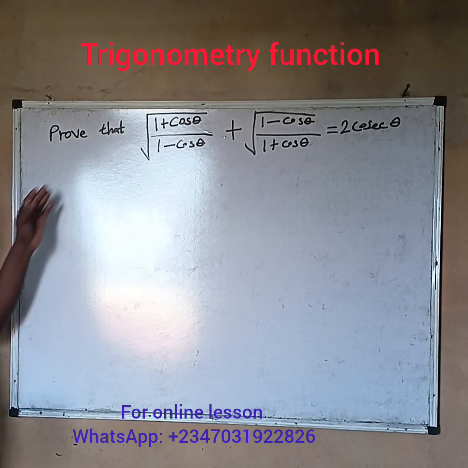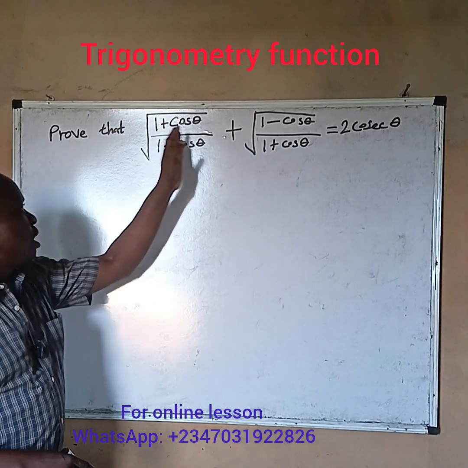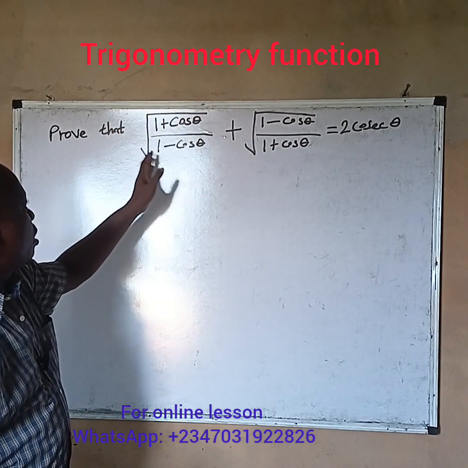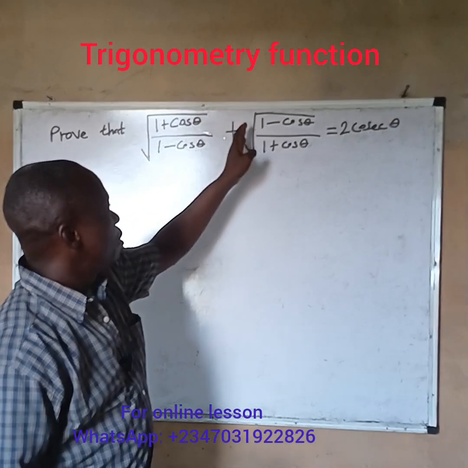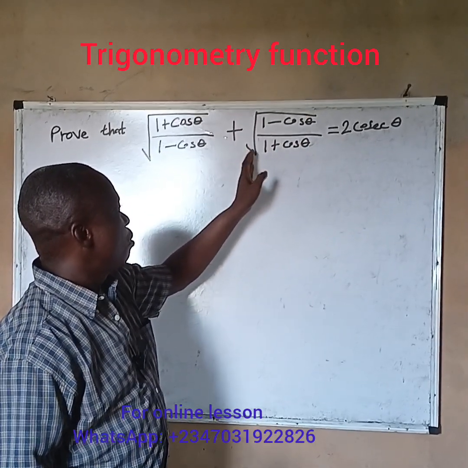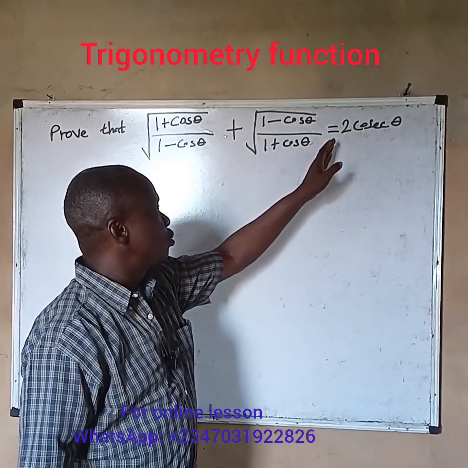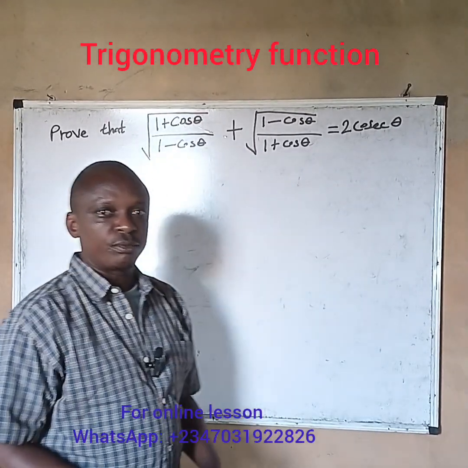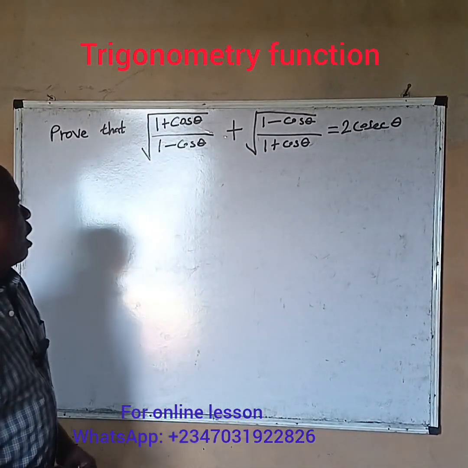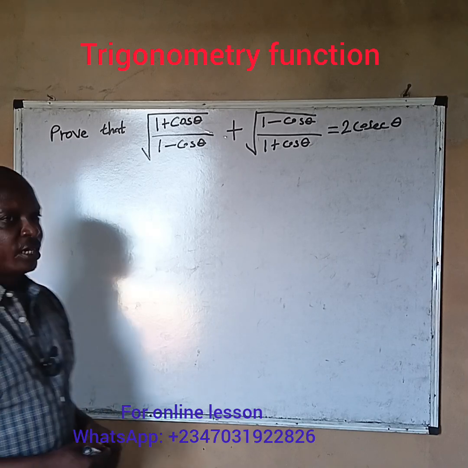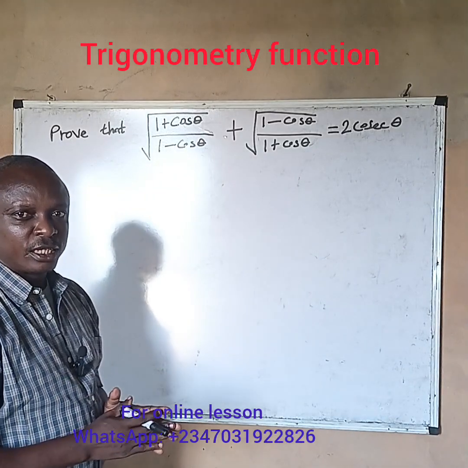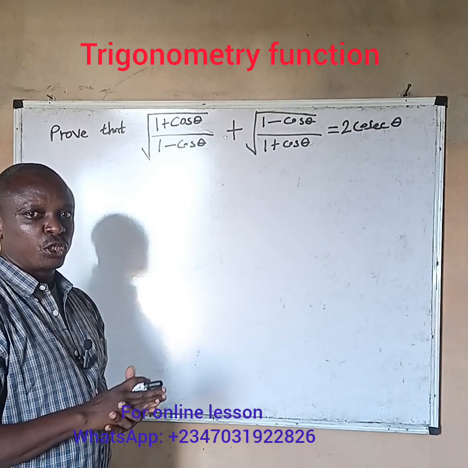You are told to prove that the square root of 1 plus cos theta over 1 minus cos theta plus the square root of 1 minus cos theta over 1 plus cos theta is equal to 2 cosec theta. Now, what you do in a case like this is that you compare the left hand side and the right hand side. The complex side is what you focus your attention on.